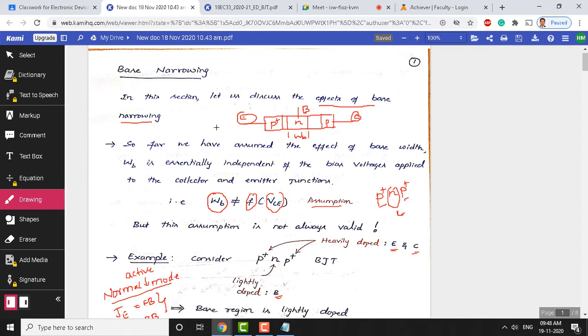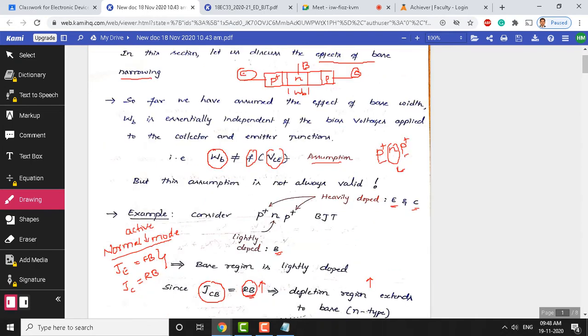Okay, we started with explaining last class the base narrowing. In this base narrowing, how did we start? We started with the basic assumption. You can see this equation WB. WB is the base width, which is independent of collector emitter voltage.